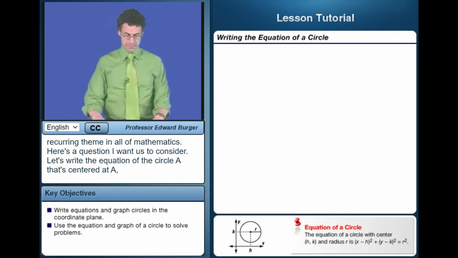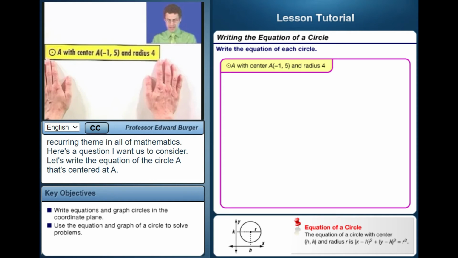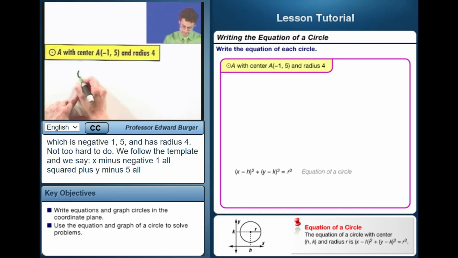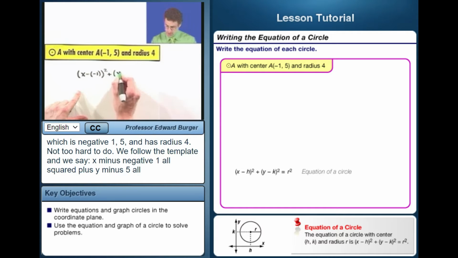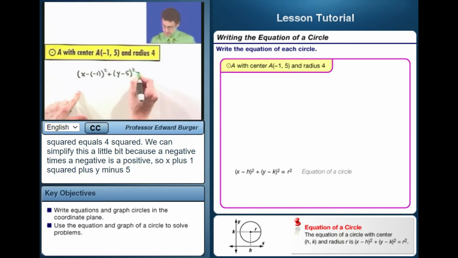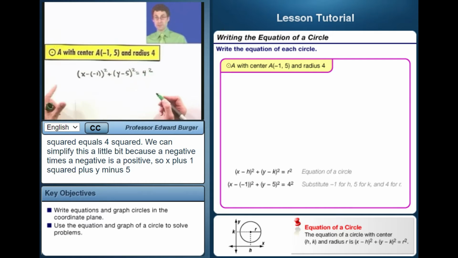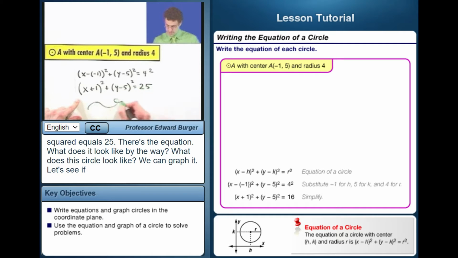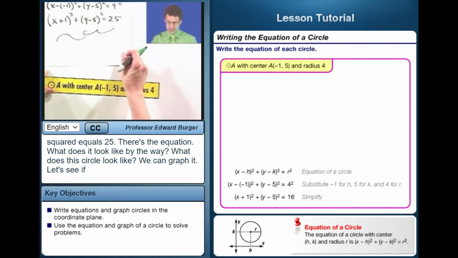Here's a question I want us to consider. Let's write the equation of the circle A that's centered at A, which is negative 1, 5, and has radius 4. Well, not too hard to do. We follow the template, and we say, OK, (x minus negative 1) all squared plus (y minus 5) all squared equals 4 squared. And we could simplify this a little bit because a negative times a negative is a positive. So (x plus 1) squared plus (y minus 5) squared equals 25. There's the equation. What does a circle look like, by the way? We can actually graph it.